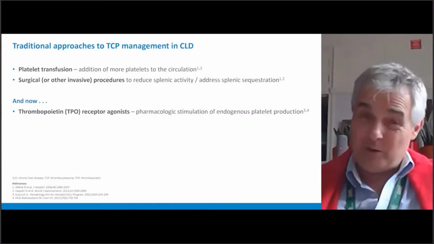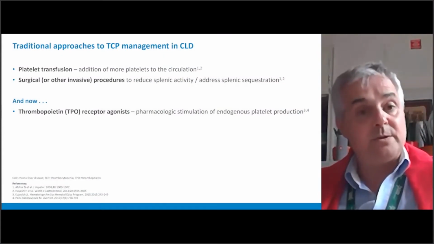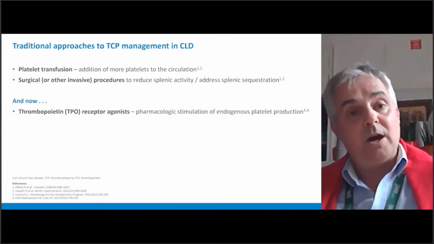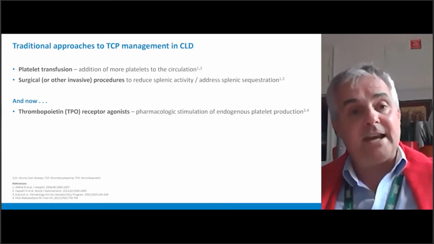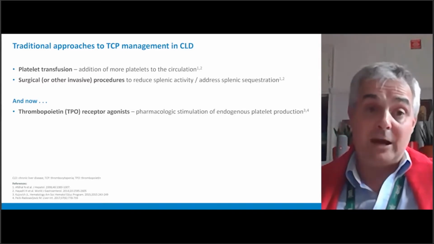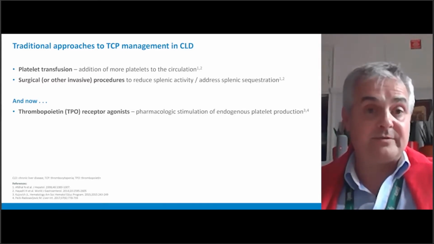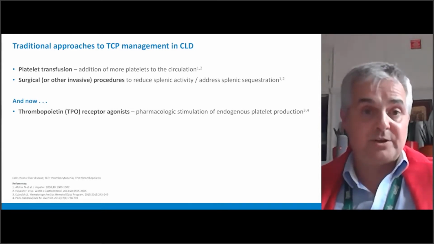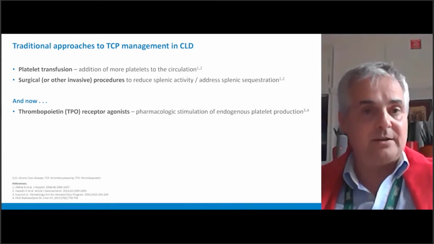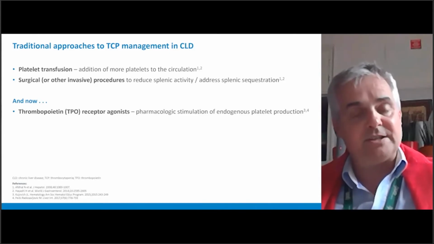However, in some hospitals in the UK, but also in other hospitals in Europe, we are seeing the use of platelet growth factors as agents which can be given in outpatients before the patient comes for their procedure to enhance the endogenous production of platelets and thus increase the platelet count in anticipation of the intervention. So those are the two main strategies that people would use to try and correct low platelet count.